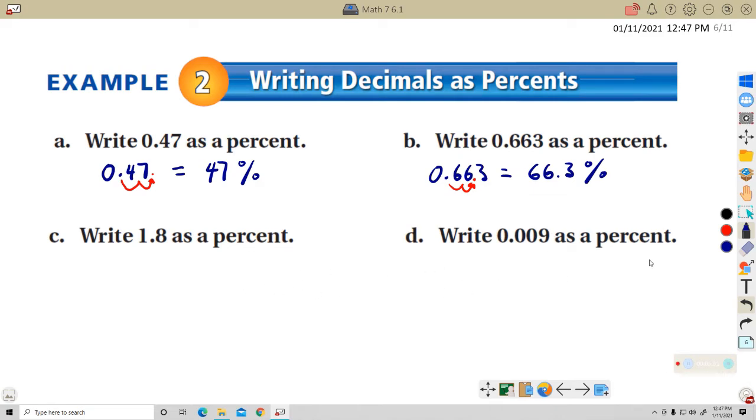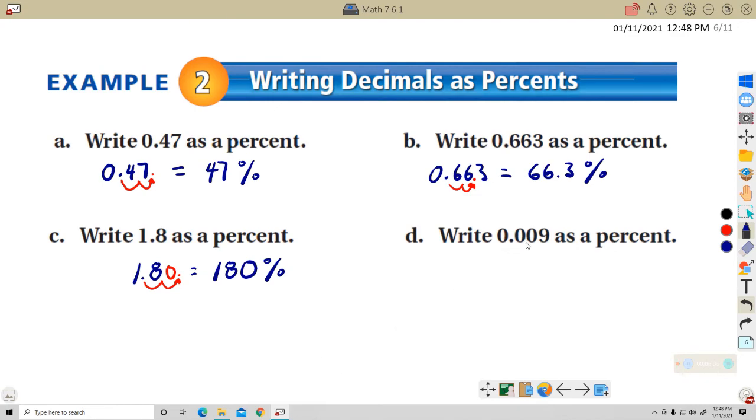Okay, letter C, 1.8. Write this as a percent. This is kind of like that last example from example 1, where if I move my decimal point 2 spaces to the right, I'm going to run out of spaces, so I'm going to have to add a 0 in there. Here's what I mean: 1 space, 2 spaces. So I have to add that in there. All right. So 1.8 equals 180%.